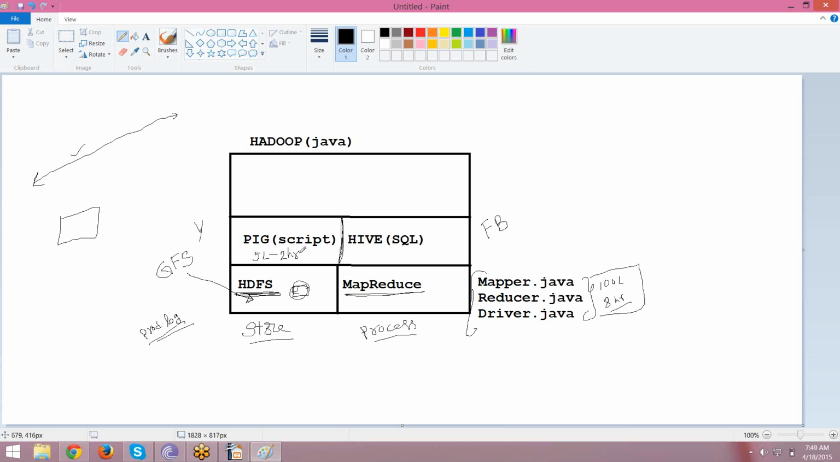So were Pig and Hive developed by Facebook? Pig is developed by Yahoo, Hive is developed by Facebook. Okay, so either MapReduce, Hive or Pig, all of them will do the same task. Exactly, 100%.